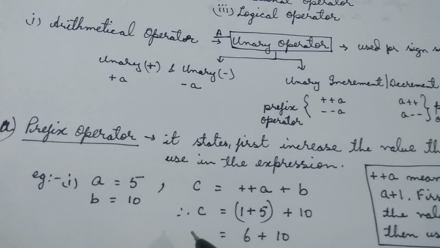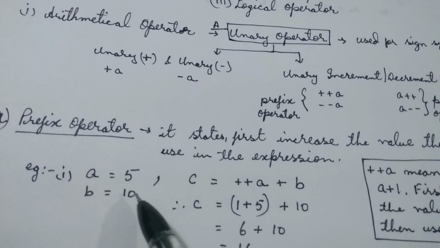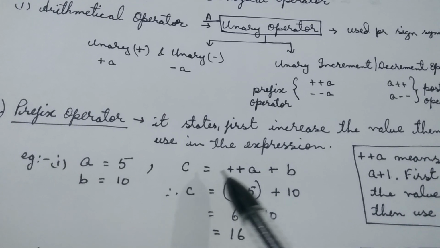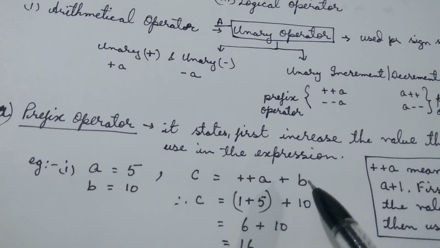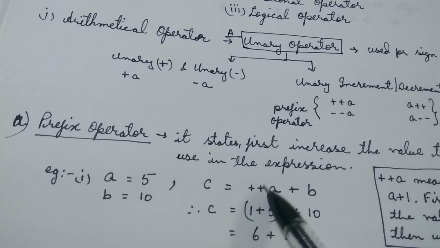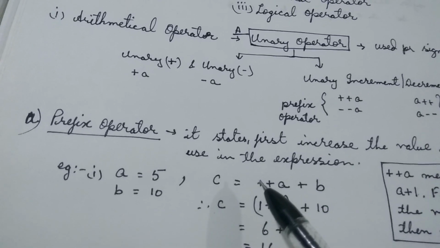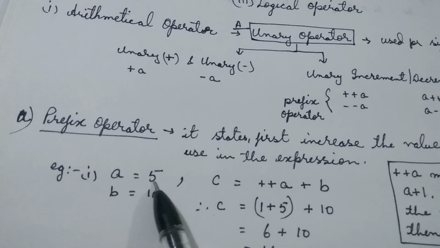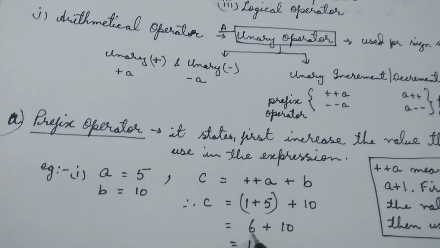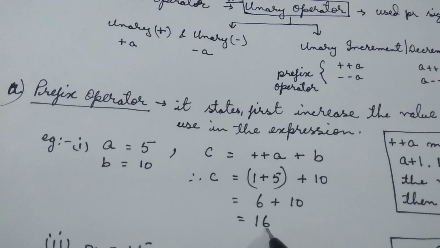Let us see one example. Here a equals 5 and b equals 10. So if our expression is c equals plus plus a plus b, it means c equals increase the value first. So 5 plus 1, plus 10. Instead of using the value of a as 5, it is increased to 6. So we write 6 plus 10, that is, the answer is 16.